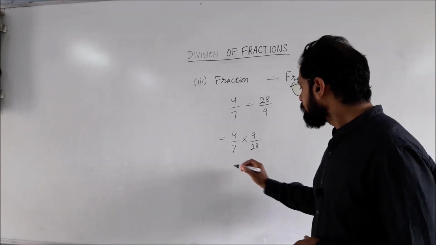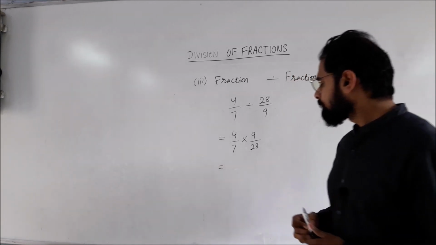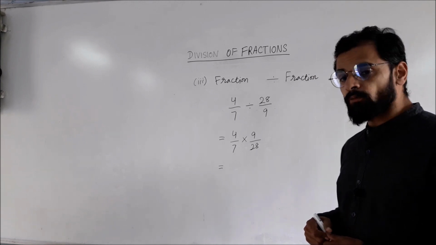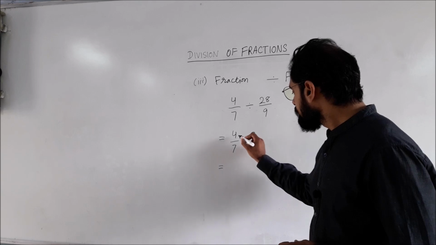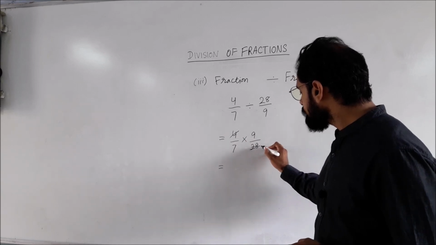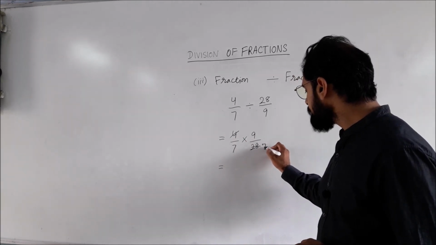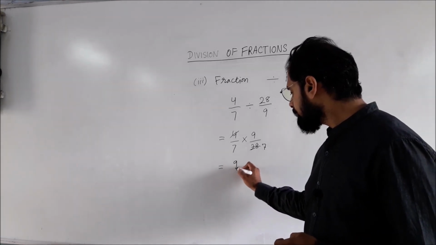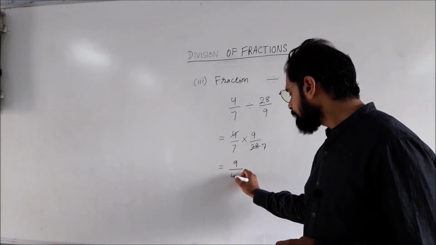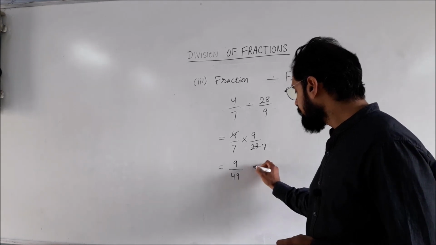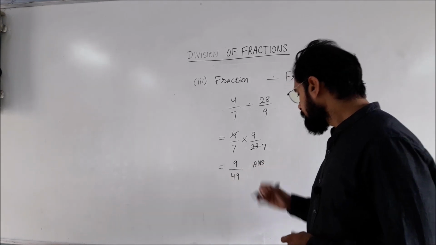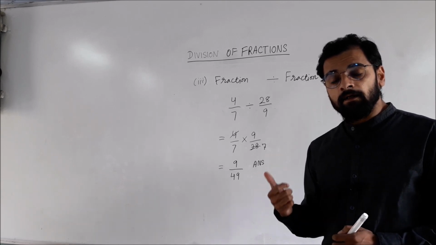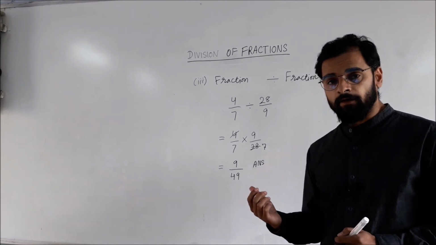So this becomes 4 over 7 into 9 over 28. 4 will cancel out this 28, as 4 7s are 28. In the numerator we have 9 and in the denominator we have 49. This is your answer. So this is how we can divide a fraction by another fraction.